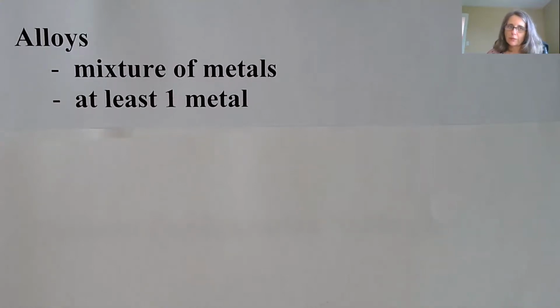So the only requirement for an alloy is that you have at least one metal in the mixture. So you could have multiple metals. You could have 2 or 3 metals in there, but at least one of them needs to be a metal.